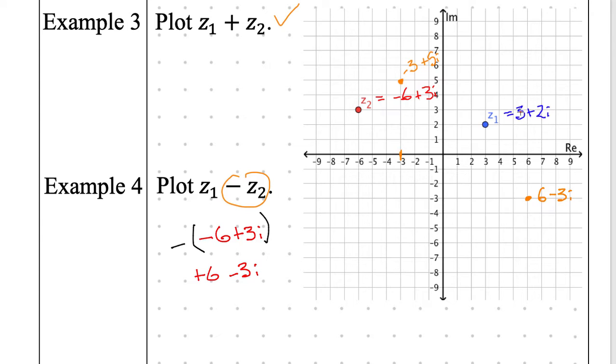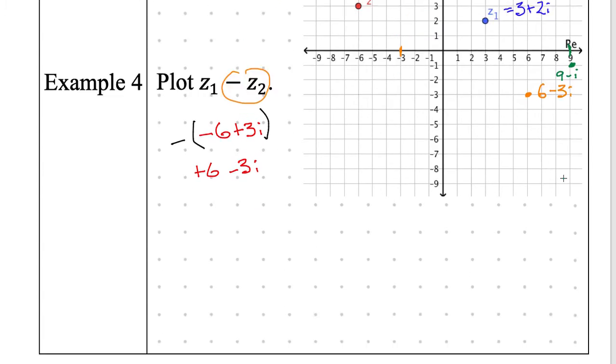So I'm adding 3 plus 6, which is going to be 9. So it's going to come out here to, I'll use green here, to 9. And how far up and down? Well, 2i and negative 3i is negative 1i, and there's my point. And if you really want to label it, you can. You can say this is 9 minus i.